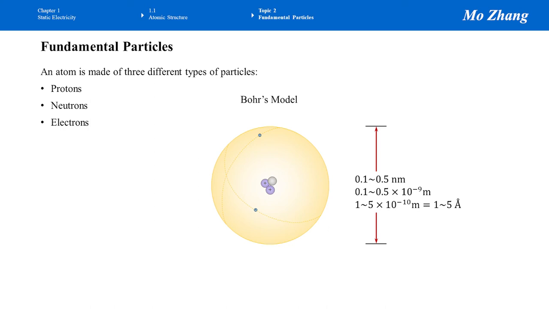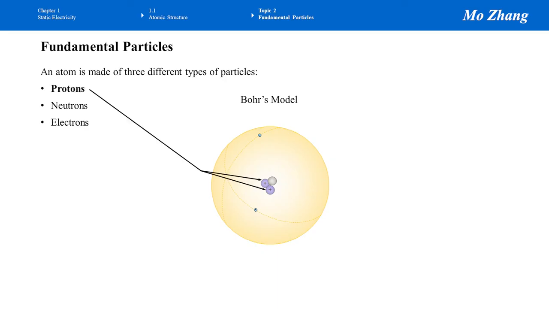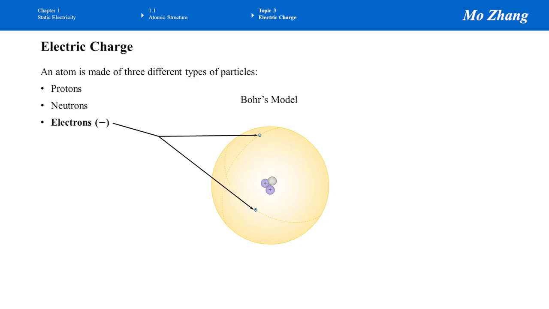Now let's take a look at the meanings for the colors of these particles. The protons are color-coded in purple. As you can see, in this atom, there are 2 purple spheres, which means there are 2 protons. This sphere is in gray. It means it's a different type of particle and is called a neutron. Over here, there are 2 small particles in green. They are called electrons. So these are the 3 different types of particles in the atom.